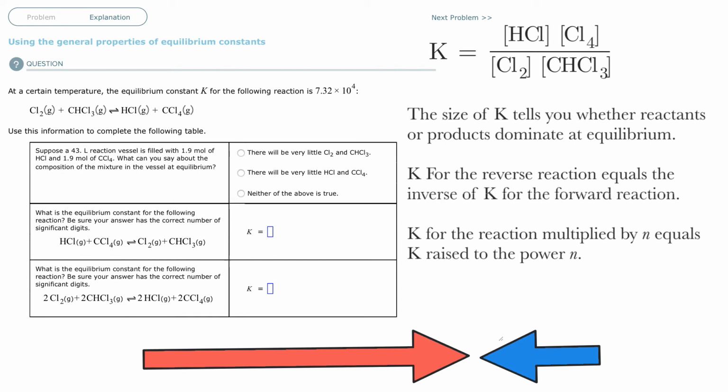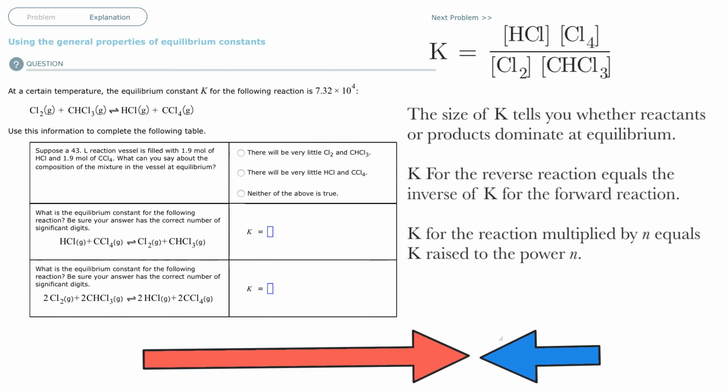So if I double it, I take the K, whatever my K is, 7.3 times 10 to the 4, and I square it. If every single thing is tripled, then I cube it. I take the K and raise it to the third power. If every one is multiplied by 5, I take the K and raise it to the fifth power. So this would be K squared equals HCl squared times CCl4 squared over Cl2 squared over CH3Cl squared. Okay, so let's do the questions.